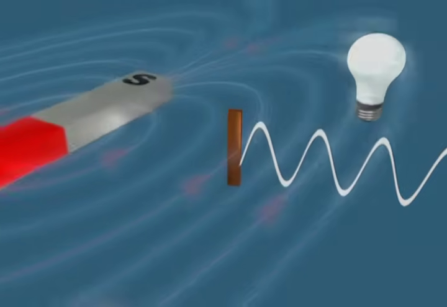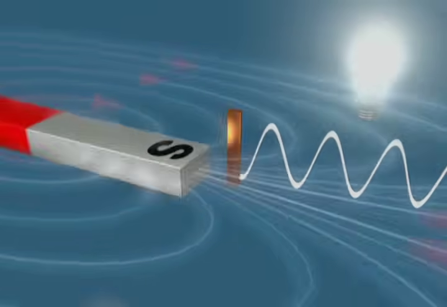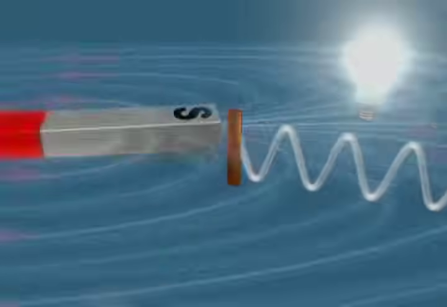Now let's see what happens if we begin to rotate our magnet. When we rotate the magnet next to the copper bar, the magnetic field causes a movement of electrons, and hence, electricity.